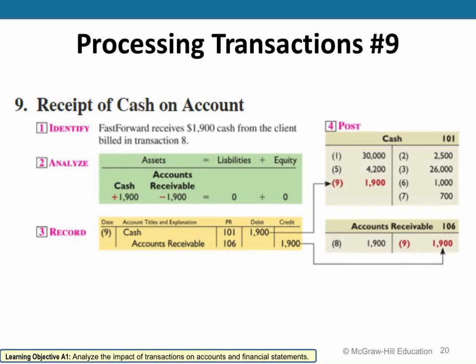Receipt of cash on account. So if we're owed $1,900 and are paid $1,900, we're going to increase the amount of cash that we receive by $1,900. So that's going to be a debit, post on the left-hand side. Accounts receivable is going to decrease the amount in which we're owed. So that's going to be a credit on the right-hand side, decreasing the amount we're still owed because we've been paid.